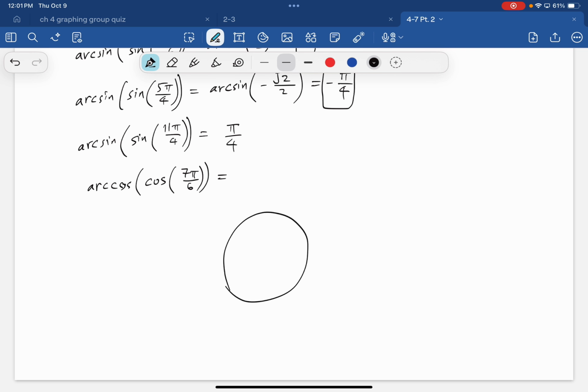Okay, cosine 7 pi over 6, where's that? That's right here, so that's minus root 3 over 2. So we're looking for arc cosine of minus root 3 over 2. That's not pi over 6. It's actually 5 pi over 6.